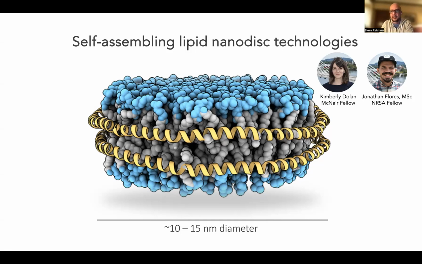And so at the time, I had this very talented undergraduate student, Kimberly Dolan, who put a lot of diligent effort. I think she spent almost a year screening various types of MSP scaffolds and tuning the lipid to protein ratios of these conditions to get the biochemistry down just right. And once she had that biochemistry worked out, she worked closely together with her mentor in the lab, Jonathan Flores, and together they went to image these reconstituted channels by electron microscopy.